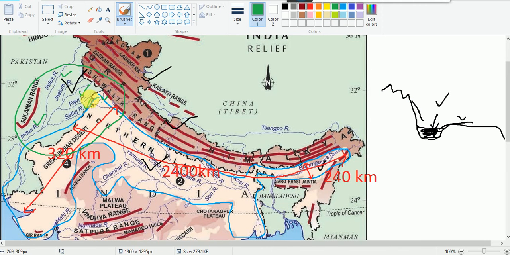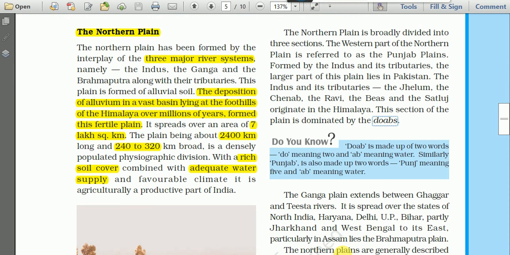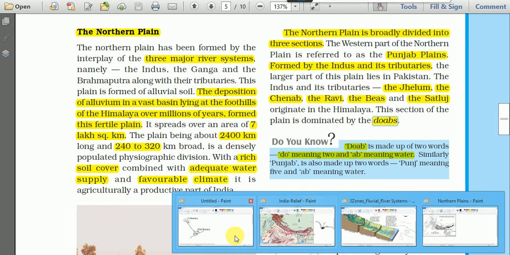And here in this section, doabs are very common. Actually, the meaning of doab is given here. Doab is made up of two words, do meaning two and ab meaning water. Similarly, Punjab is also made of two words, Panj meaning five, ab meaning water. So here doab means the land between two river systems.